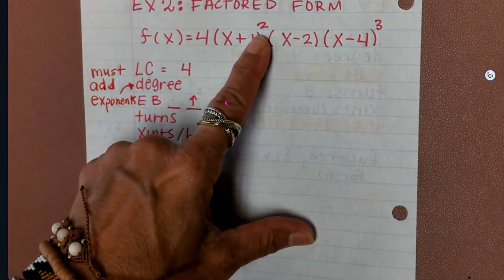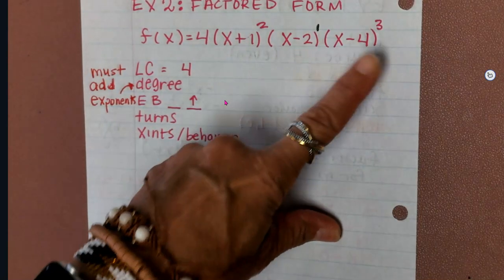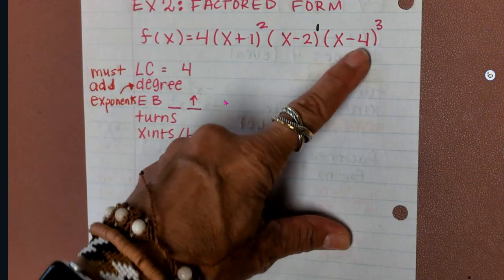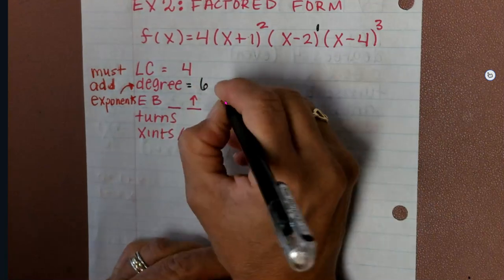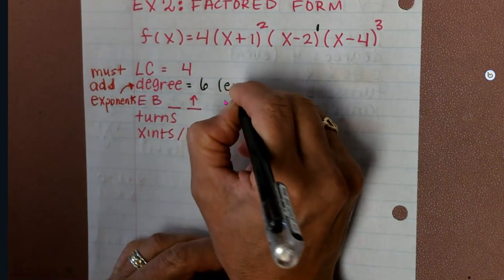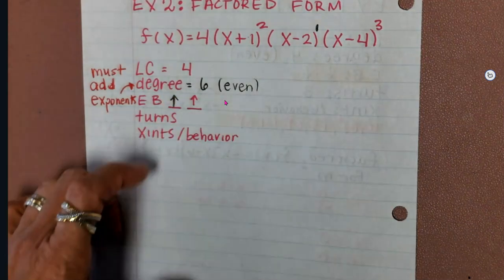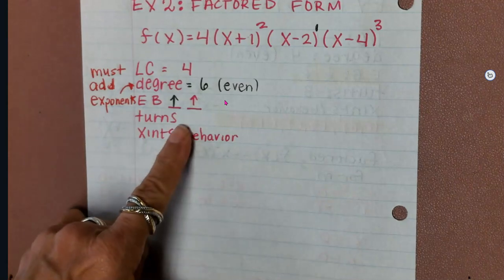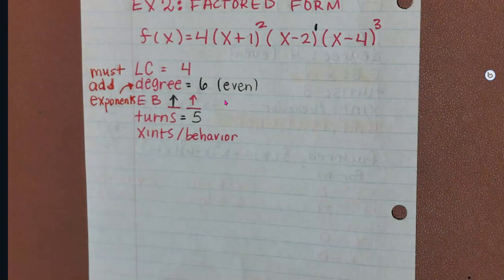So this is going to be 2 plus 1 plus 3. So 2, understood to be 1, plus 3, that is going to be a degree of 6. Yay! We know 6 is even. Yay! We know the end behavior is the same. Also, from the degree, we get to determine the number of turns. The number of turns is going to be 5.